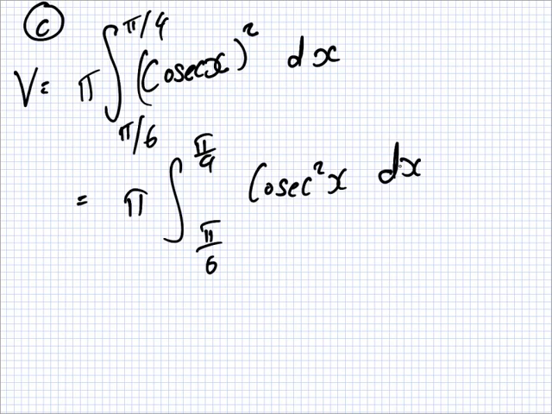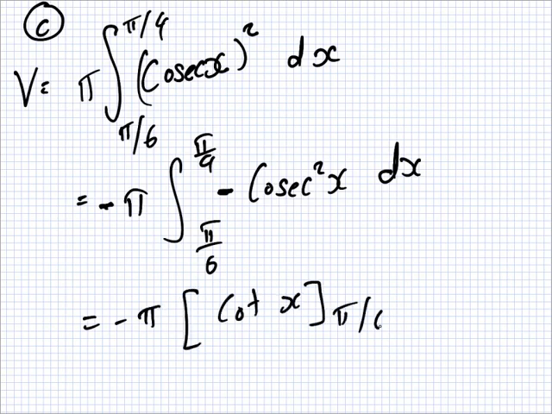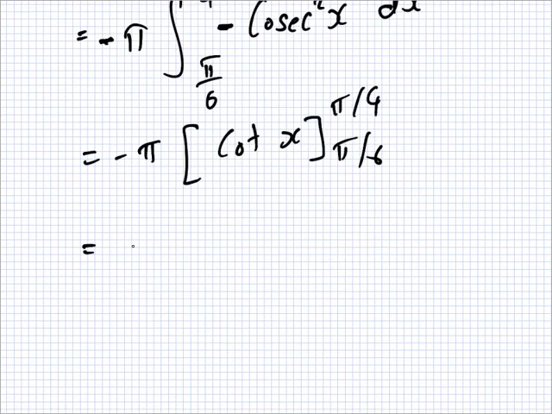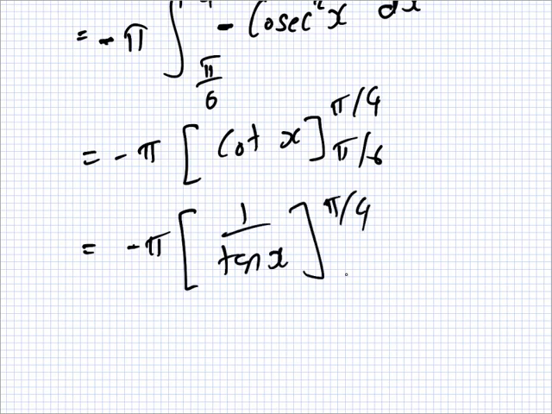Yeah, it's actually a formula for minus cosec squared. So I'll just put a minus here and a minus here. And minus cosec squared integrates to cotan. So minus pi cotan x. Oh, right. So what is cotan, KJ? 1 over tan. Pi over 4 and pi over 6.